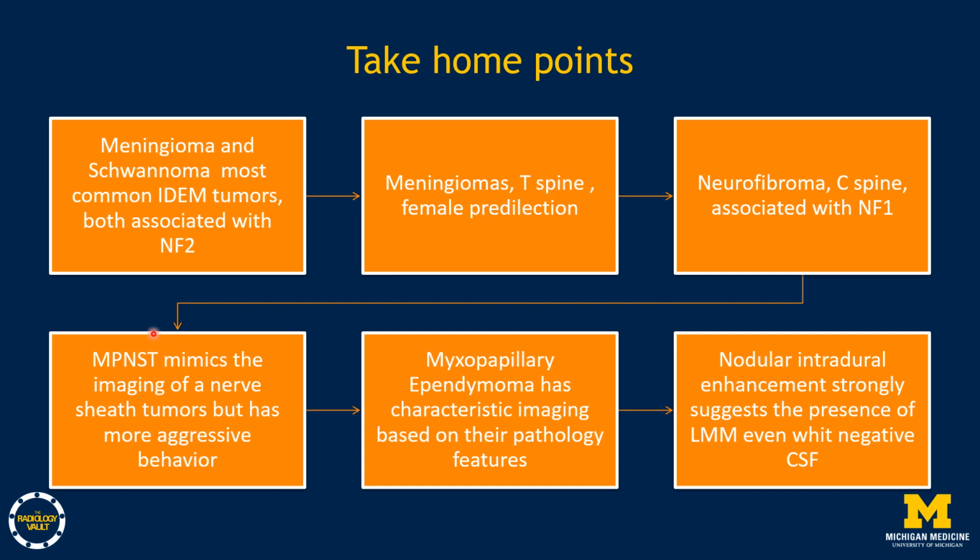Well, the time is coming up, but I would like you to take home these 6 points. First, meningiomas and schwannomas are the most common intradural extramedullary tumors, and both are associated with NF2. Meningiomas are most commonly seen in the thoracic spine, and they do show a female predilection. Neurofibromas are most commonly seen in the cervical spine, and they will be associated with NF1. Malignant peripheral nerve sheath tumors mimic the imaging of a nerve sheath tumor, but have more aggressive behavior.